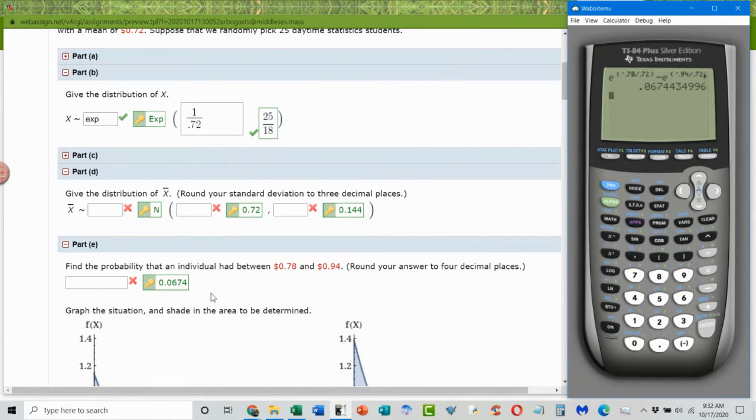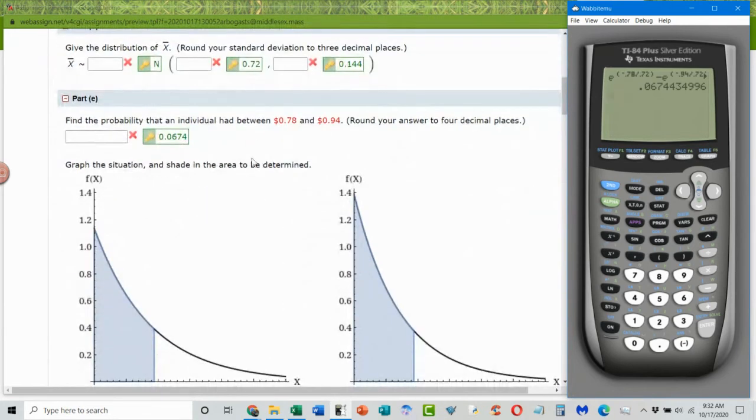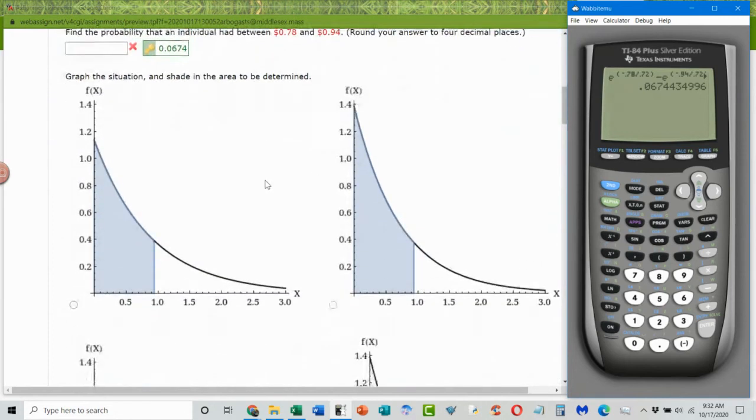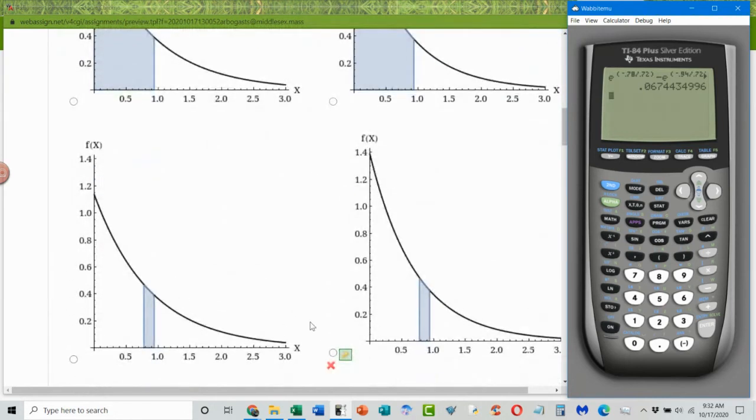And so what this says is that 6% of the people are in this range. About 6.5, almost 7% of the people are in that range. And then they want you to graph it. And again, they only have 2 that have between. But to figure out which one it is, we have to figure out where it crosses the y-axis. And so we can just figure out what is 1 divided by 0.72. And we find that it's about 1.4.